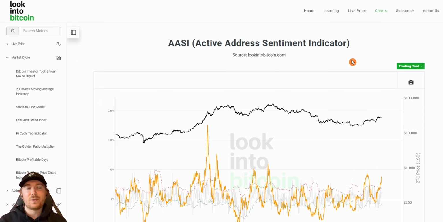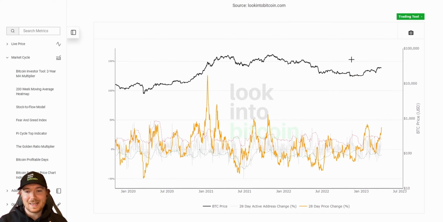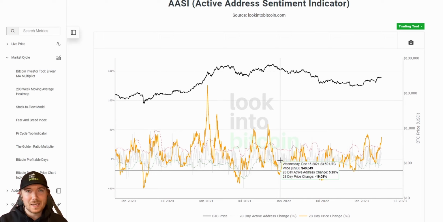So this is using three different components on Look Into Bitcoin: the active address sentiment indicator, which is looking at the 28-day percentage change in the amount of active addresses on the Bitcoin network and comparing that to the 28-day price change in percentage terms. And as you can see, this gives us some short-term signals once this orange line, which is the price change, crosses above and below these upper and lower deviation bands of the active address change. So we can see this gives us these short-term on-chain based signals that we can potentially use for more frequent trading or just accumulating at the most opportune moments, which is how we're going to be using this.